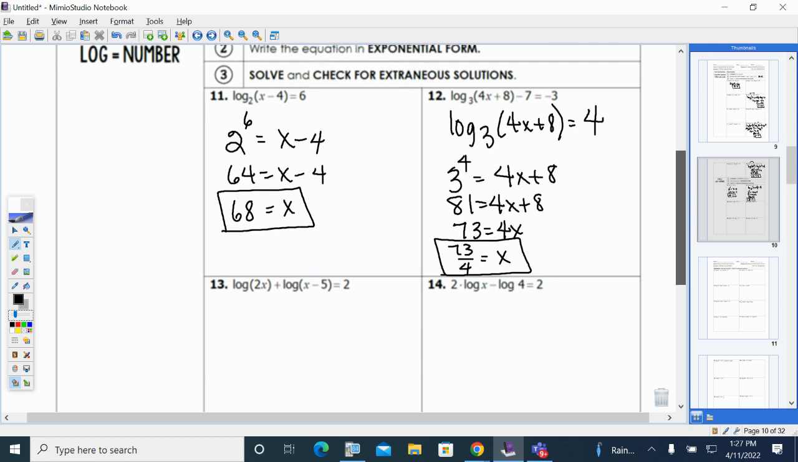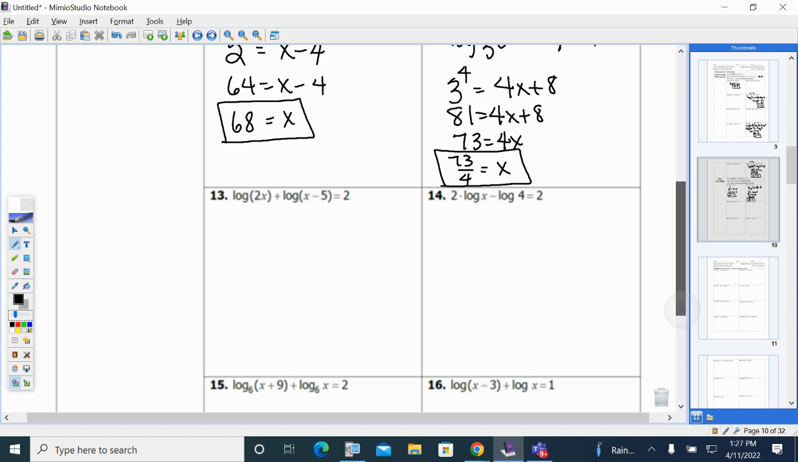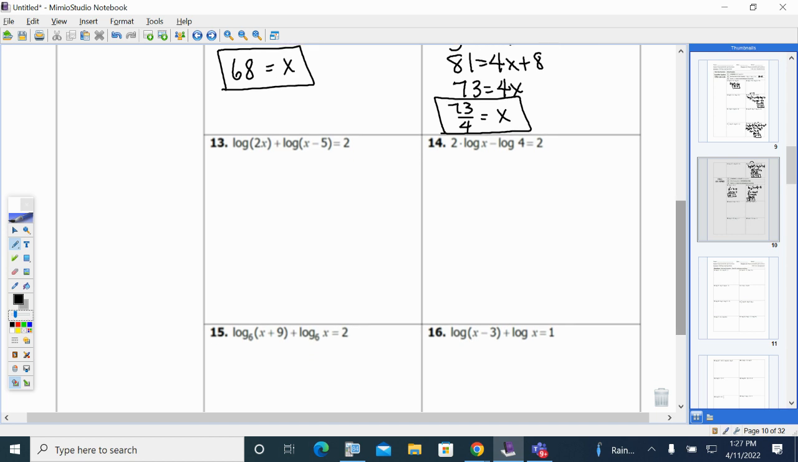All right, so let's jump down to number 14. Number 14 says 2 times the log of x minus the log of 4 equals 2. So on the left side, I need to condense. The first thing I need to do is take care of this exponent. So that's really log of x squared minus log of 4. So because there's subtraction, these two logs are going to become 1 through division.